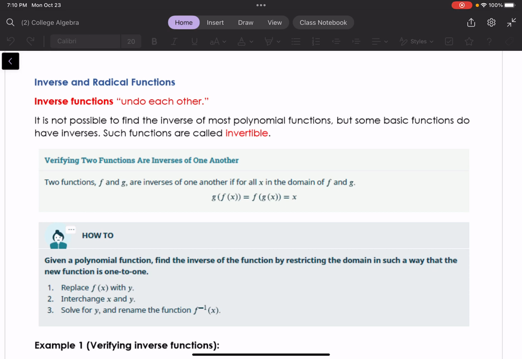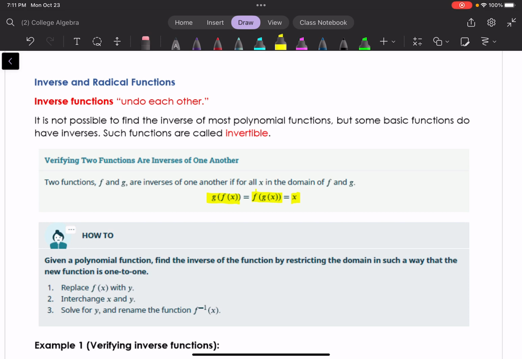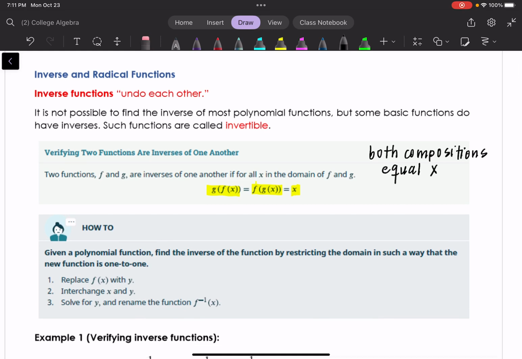Recall from a previous section that two functions, f and g, are inverses of one another if for all x in the domain of both functions, we have g of f of x is equal to f of g of x is equal to x. And that just means that both compositions equal simply x. Okay, and that's how to verify if two functions are inverses.